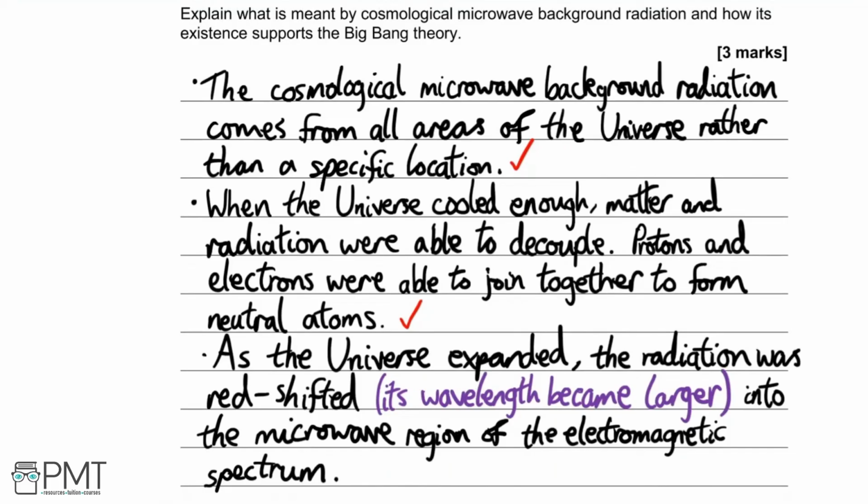So as the universe expanded, the radiation was redshifted, so it stretched, its wavelength became larger into the microwave region of the electromagnetic spectrum. You don't need to mention the electromagnetic spectrum, but it's worth including here, just to show that you know what you're talking about. So that's our third mark. So 3 marks there.